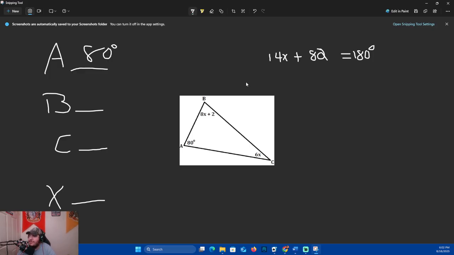So what we would have to do from here is, since we're solving for X, we have to do the opposite of what's going on here. We're adding an 82, so we have to subtract 82. And what you do to one side of the equation, we would have to do to the other side. And so 180 minus 82 is 98. And thus that removes this from this side. So now you're left with 14x.